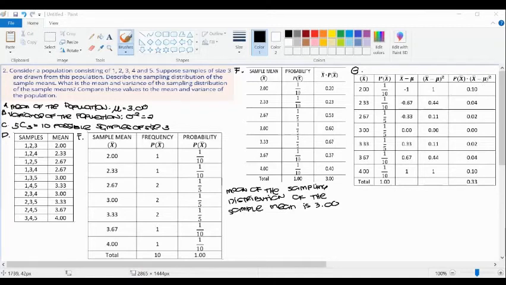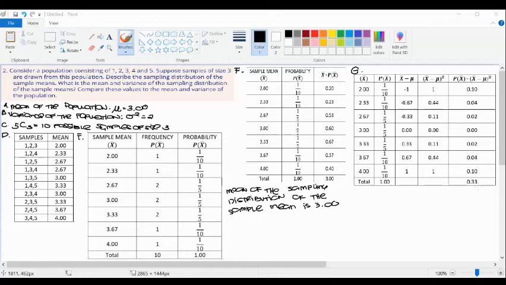So 1 over 10 multiplied by 1 is 0.1. 1 over 10 multiplied by 0.44 is 0.04. For the rest, you're just doing it as well. And then the fourth step, you will need to add the results. Having the sum, which is 0.33, means this is your variance of the sampling distribution of the sample mean.